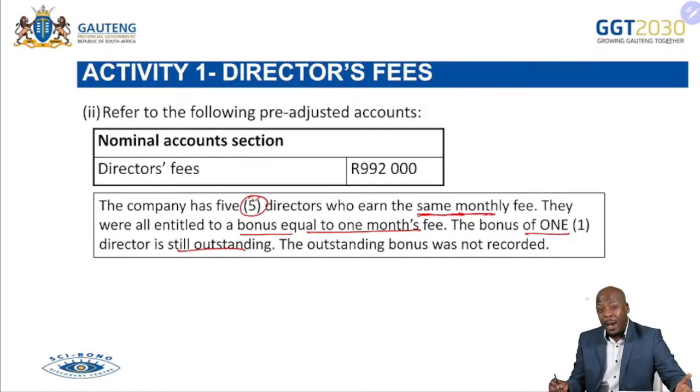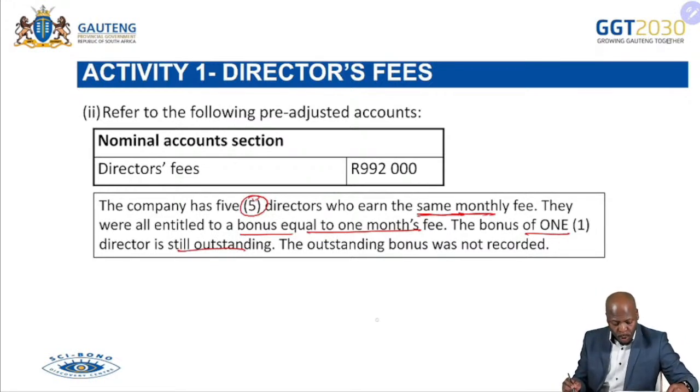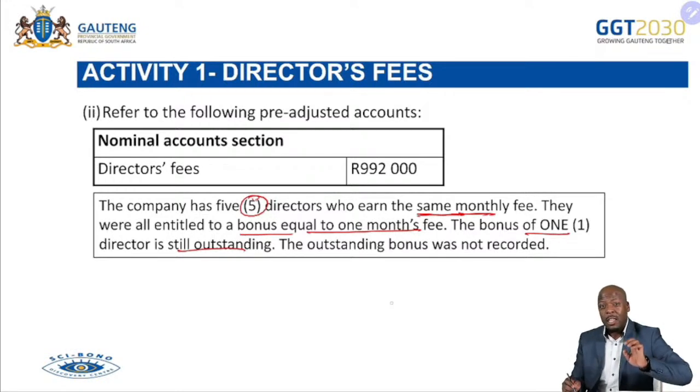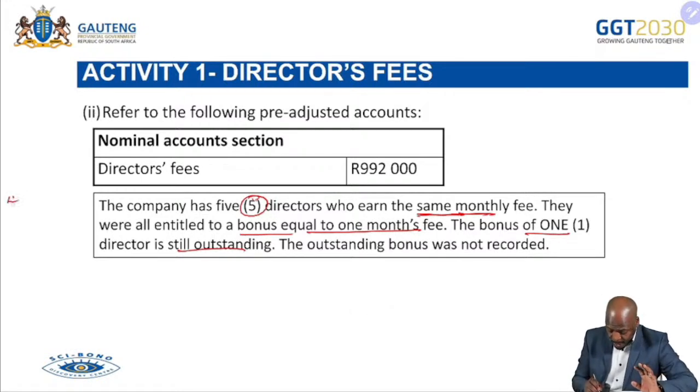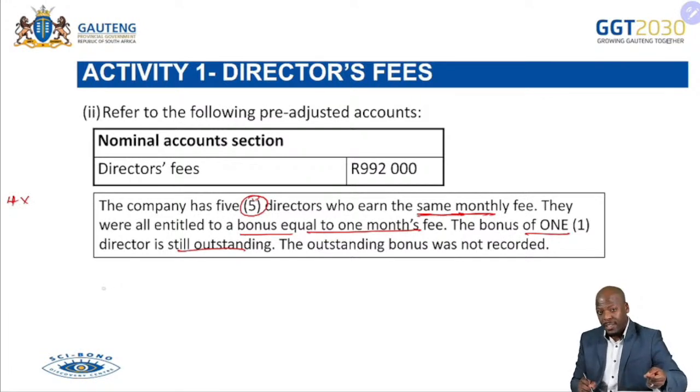There are several ways of doing this. I'm going to show you one way with my pen. Then I'm going to show you another way which is already typed through. So the first way is to say, if we have 5 directors and one of them has not received the bonus, that means the 4 directors have received the 12-month director's fees plus the bonus. So 4 of them have received for 13 months. If you say 4 by 13, it should give you 52.